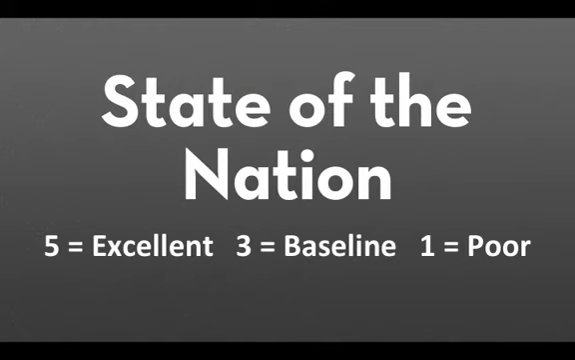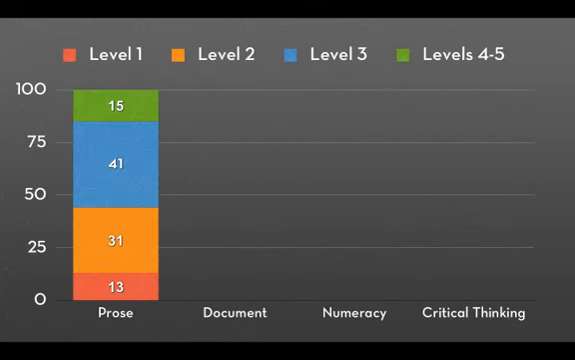So it's kind of a state of the nation analysis where we are looking at these 5 different levels, and if you score a 5 on the scale, you're very literate or numerate. If you score a 1 or a 2, then that's not so great. And the baseline, of course, is 3.